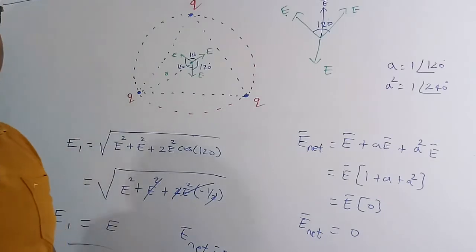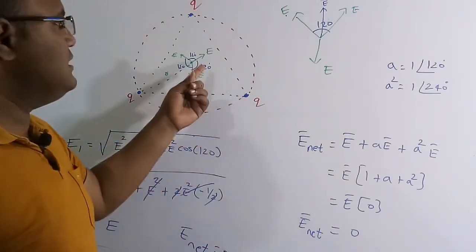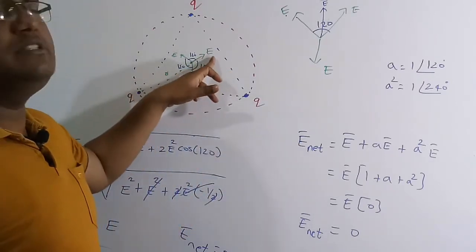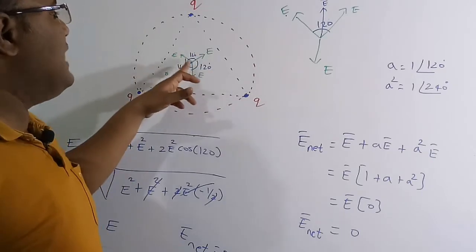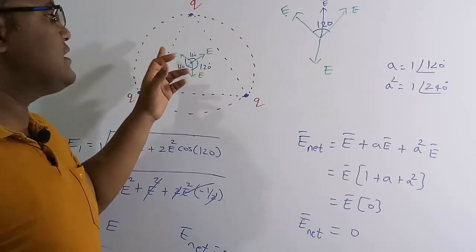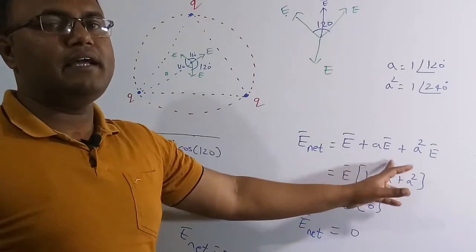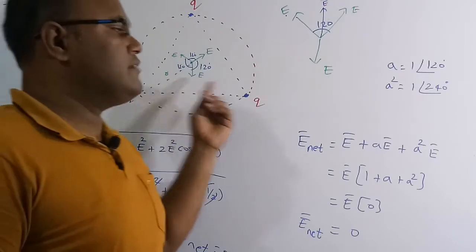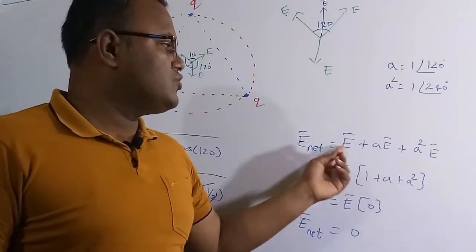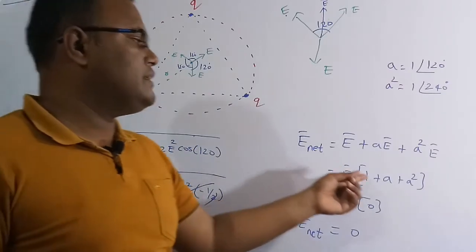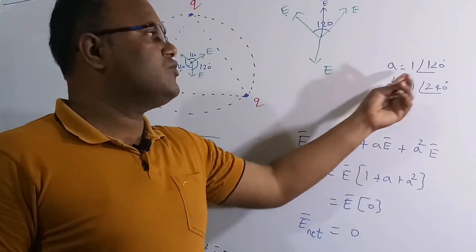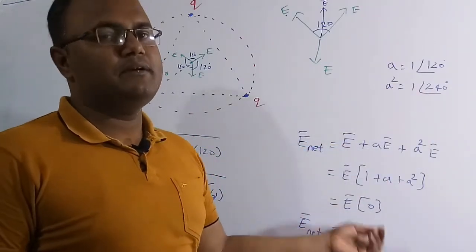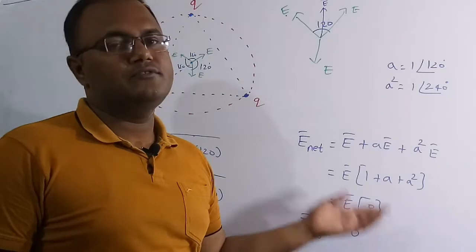You can go by another method also, which is the vector method directly. Here the net electric field is a vector addition of the three vectors. I am going to assume this as a reference. So E bar plus, this one rotated by 120 degrees anti-clockwise, which becomes a times E bar, and this vector rotated by 240 degrees anti-clockwise becomes a squared times E bar. You can take E bar as common, so finally you get 1 plus a plus a squared. Here a is equal to 1 angle 120 and a squared is equal to 1 angle 240. In general we know that 1 plus a plus a squared is nothing but 0. So E bar into 0 is again 0.